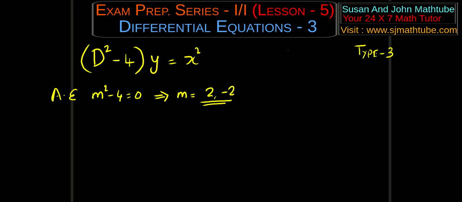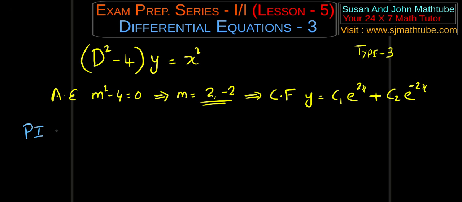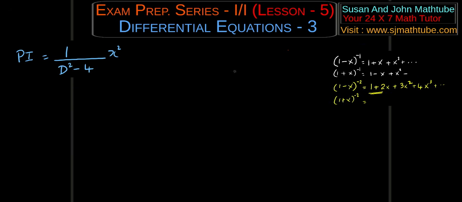So the roots are distinct. They are real but different. So the complementary function is y equal to c1 e to the power 2x plus c2 e to the power minus 2x. Okay, now comes the particular integral, and that is 1 divided by the operator of x square. Okay, now look at this.